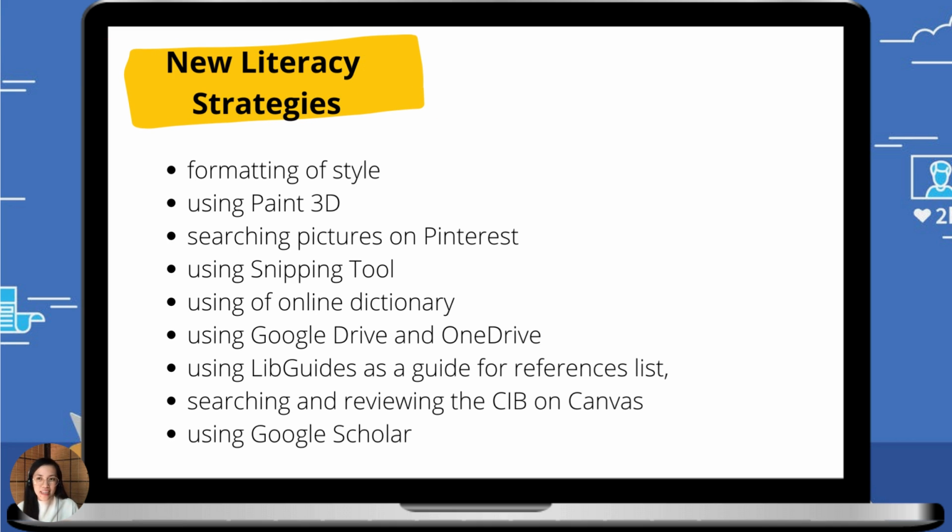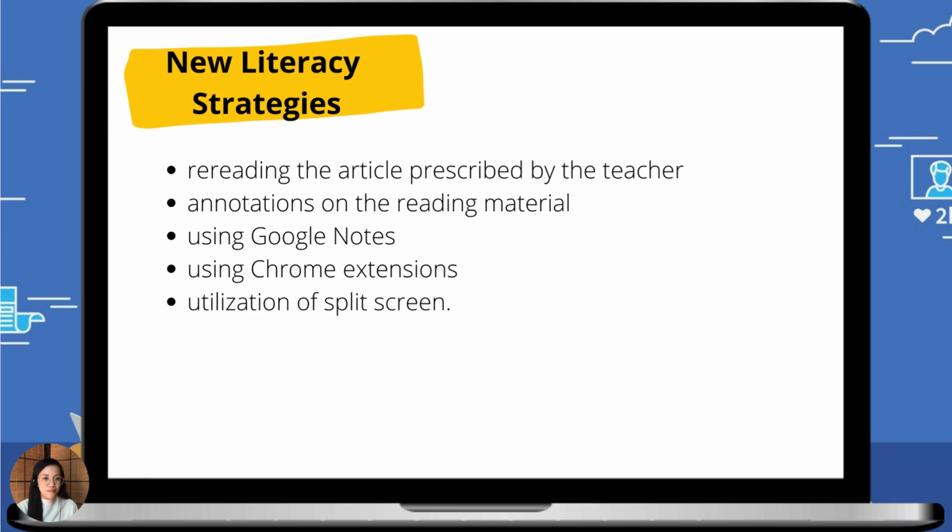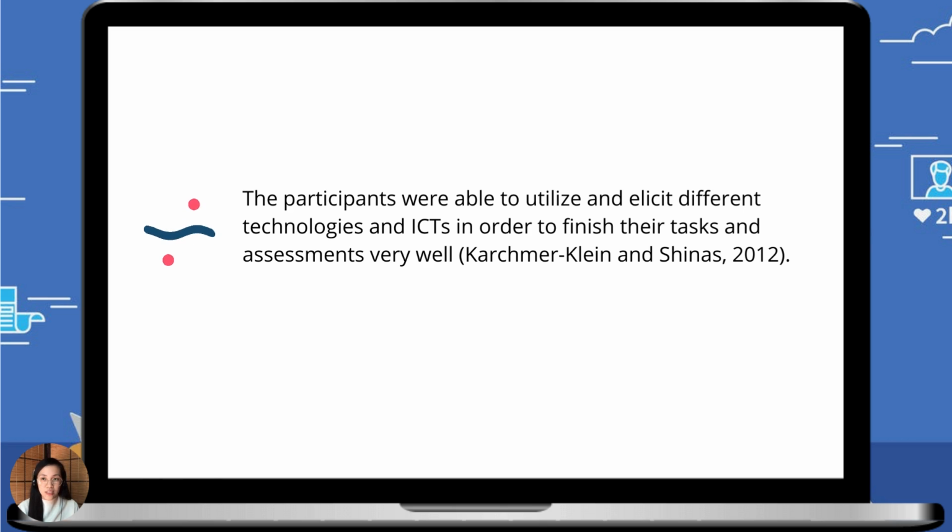Another interesting finding is that the students were able to elicit new literacy strategies distinct from each other. These include formatting of style, Paint 3D, searching pictures on Pinterest, snipping tool, online dictionary, Google Drive, OneDrive, using live guides for references, searching and reviewing the CIB, and using Google Scholar. Now, these are the new literacy strategies: rereading the article prescribed by the teacher, annotations on the reading material, using Google Notes, using Chrome extensions, and utilization of split screen.